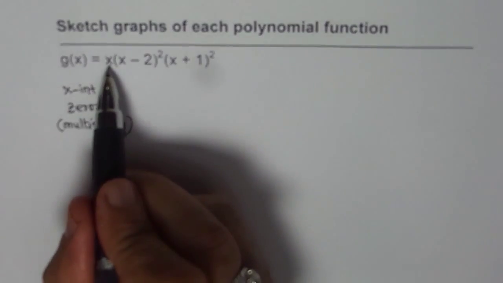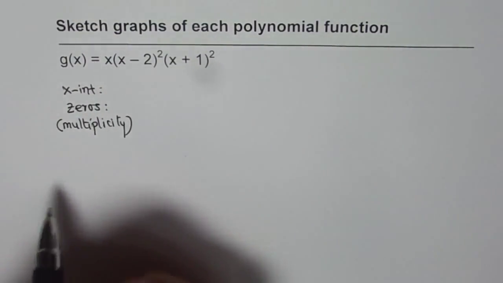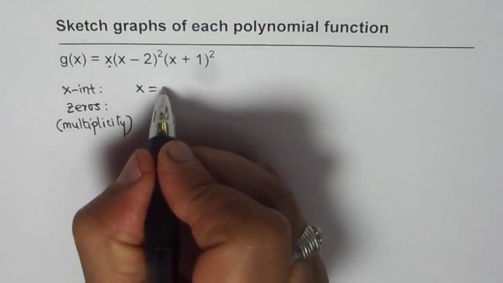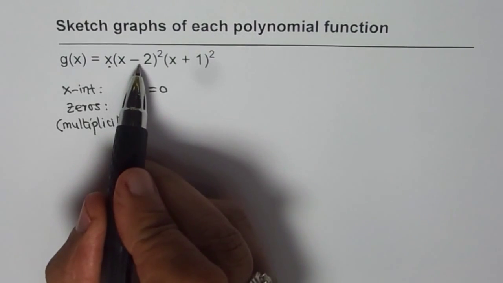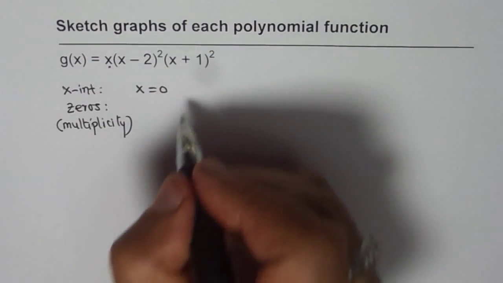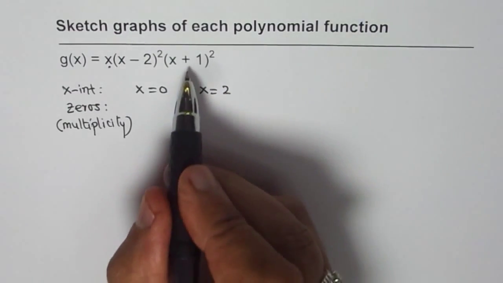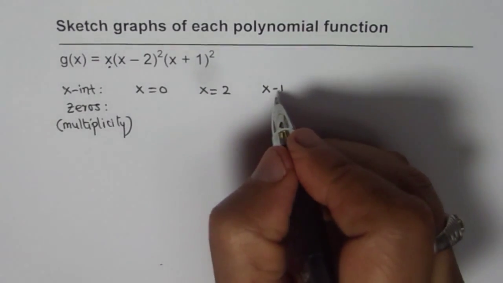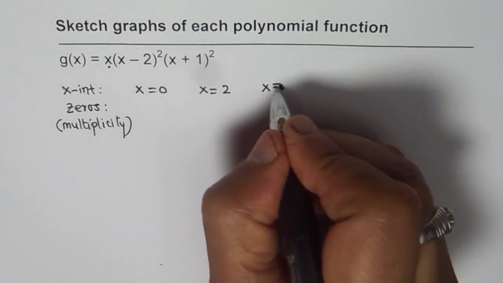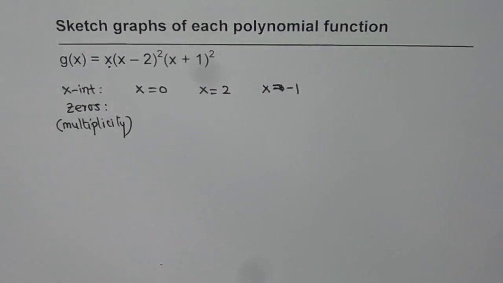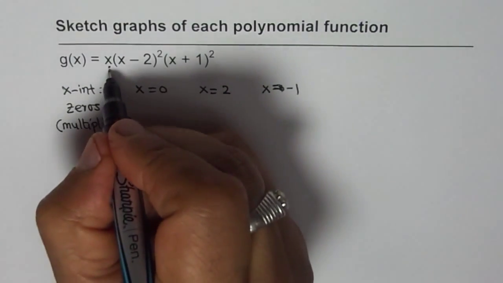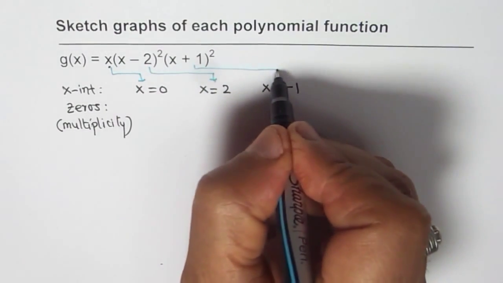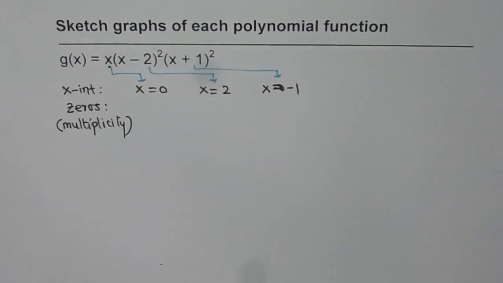So the first zero is for x. These are the three factors you can see, right? The first zero is because of this x, and that zero is at x equals 0. The second one is because of the second factor, x minus 2, which is zero at x equals plus 2. And the third factor will be 0 at x equals minus 1. So these are the three zeros we get.